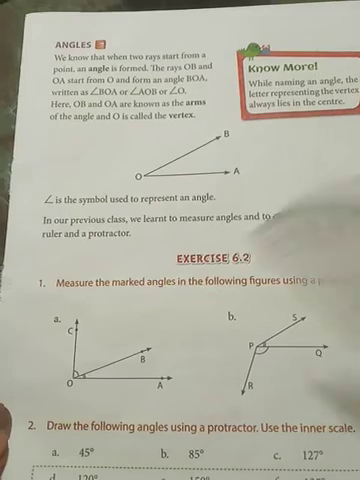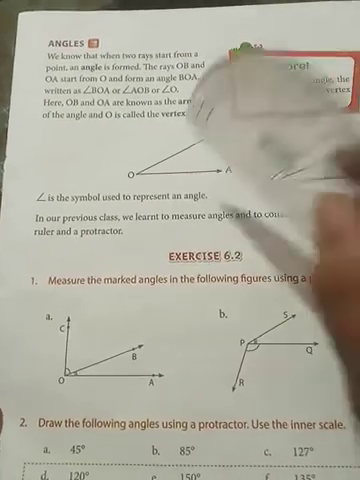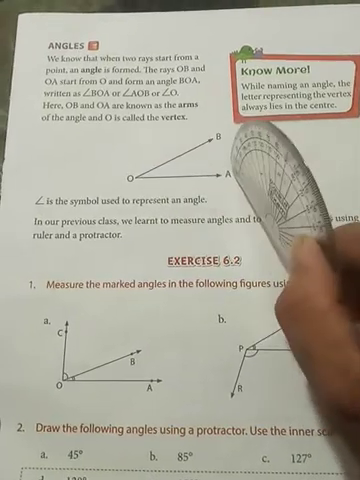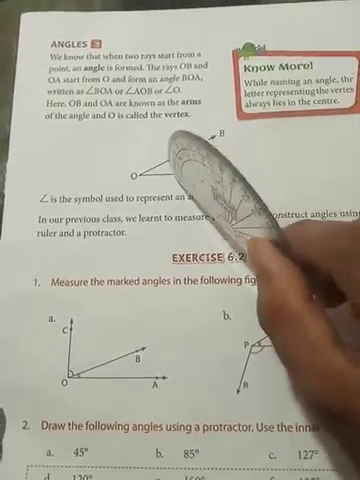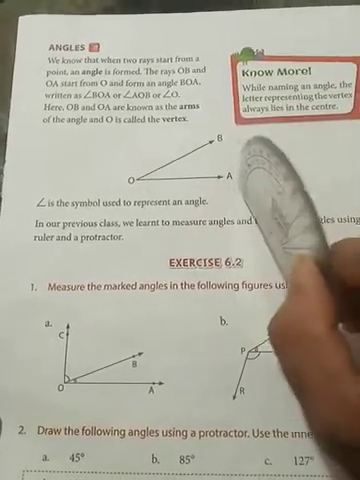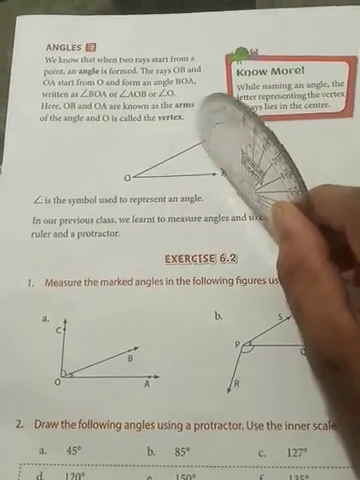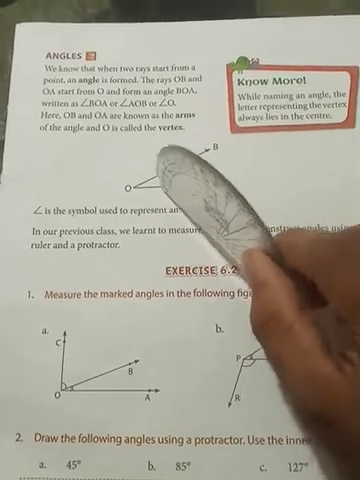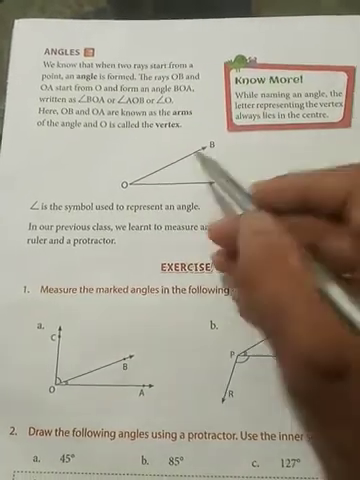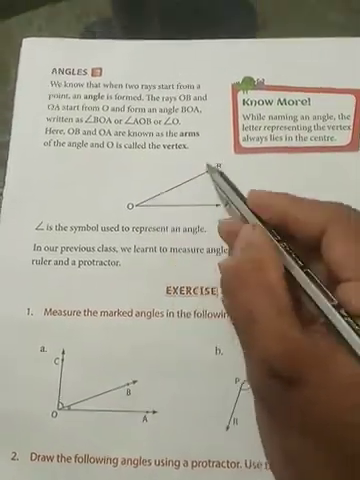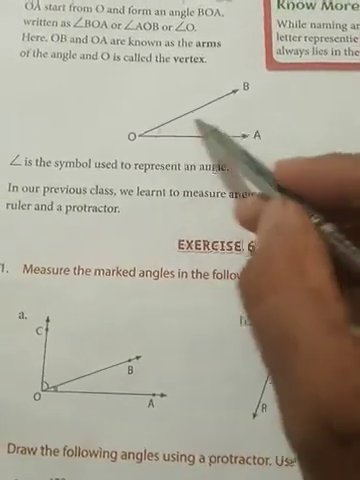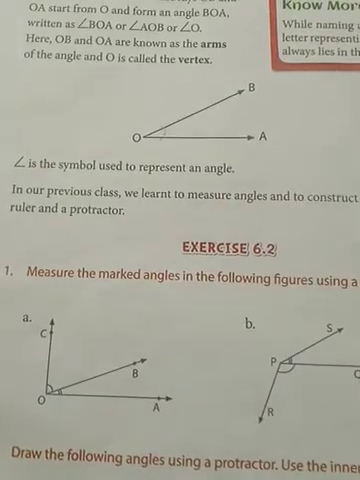So we know how an angle is formed. You can see in this picture that an angle is formed when two lines start or end by meeting at a point. OA is a ray and OB is a ray. When two rays start at a common point, we get an angle. So BOA is the angle formed here. Like that, we can measure these angles.